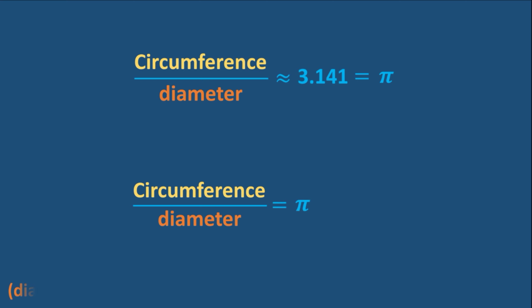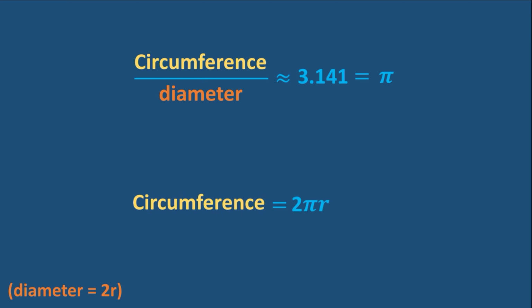We know that the diameter is twice the radius, so we can say d equals 2r. On rearranging, we get the formula of the circumference of the circle. The circumference of the circle is equal to 2 pi r.